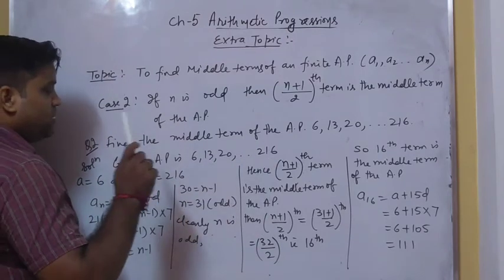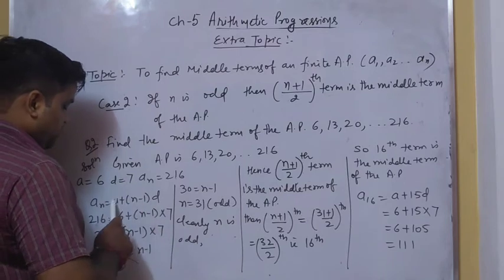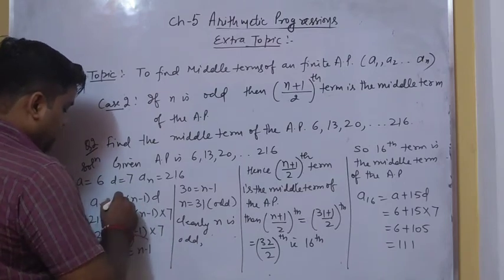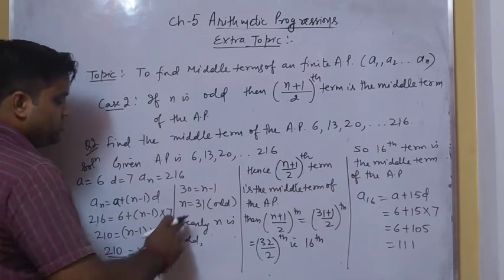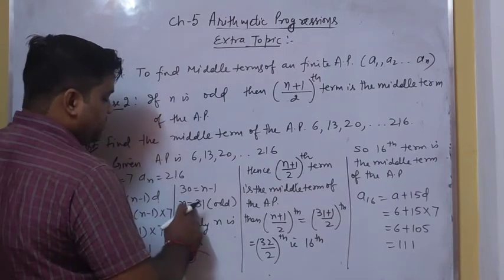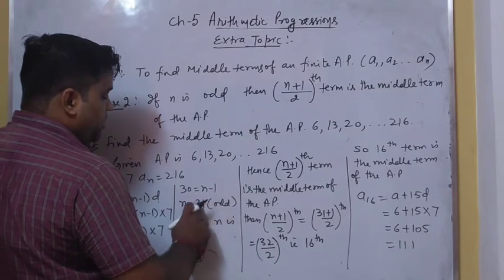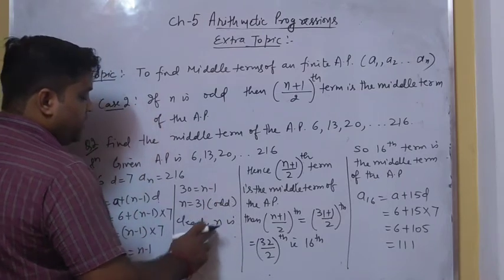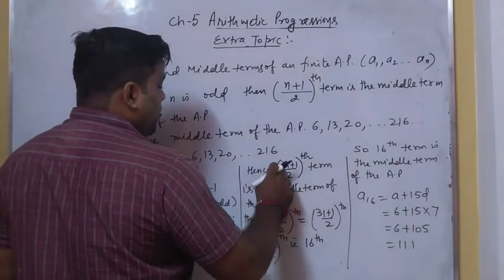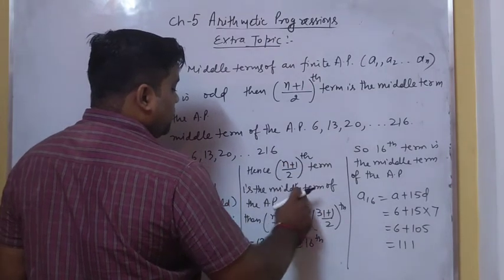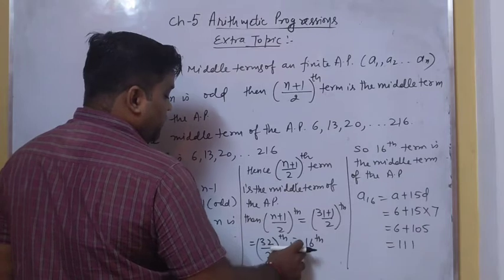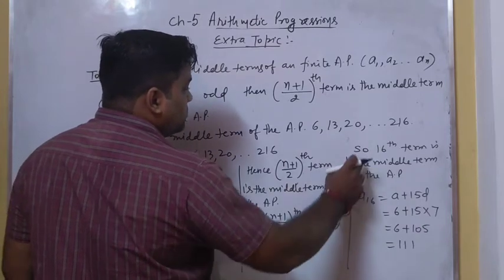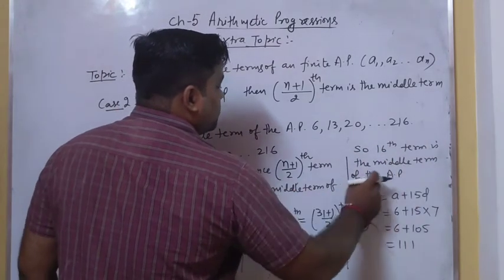First of all, we try to find n, whether it is odd or even. So here our formula is an equal to a plus n minus 1 into d. On putting all the values, here we get the value of n equal to 31. The number of terms is 31. Here clearly n is odd. So when n is odd, the n plus 1 by 2th term is the middle term of the AP. So on putting the value of n, after solving, here we get the 16th term is the middle term of the AP.